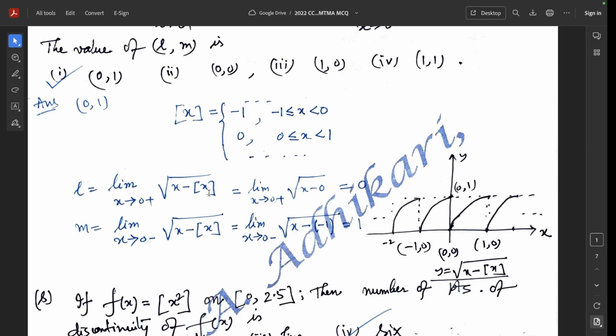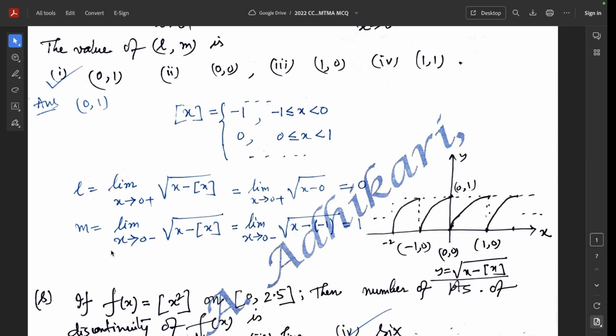So when x tends to 0 plus, within this range box x equal to 0. So put box x equal to 0. 0 plus means in this range 0 plus, so box x equal to 0 and this equal to 0.